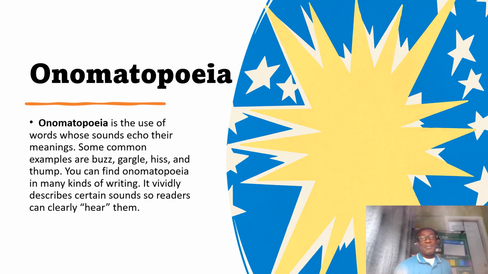Onomatopoeia. Onomatopoeia is the use of words whose sounds echo their meaning. Some common examples are buzz, burr, hiss, and thump. You can find onomatopoeia in many kinds of writing. It vividly describes certain sounds so readers can clearly hear them.